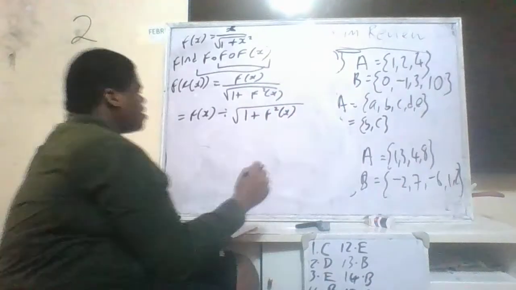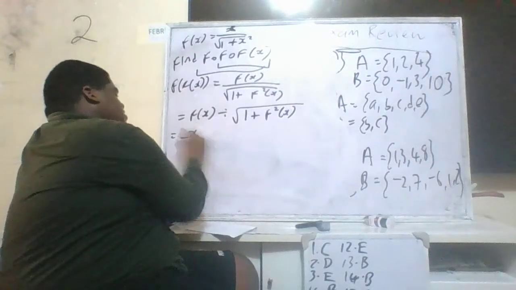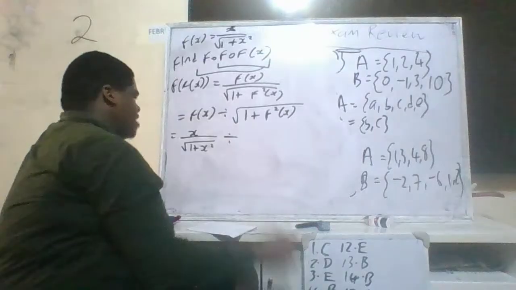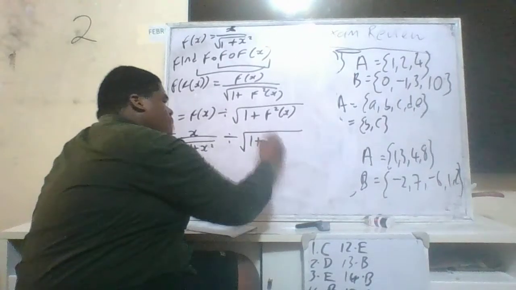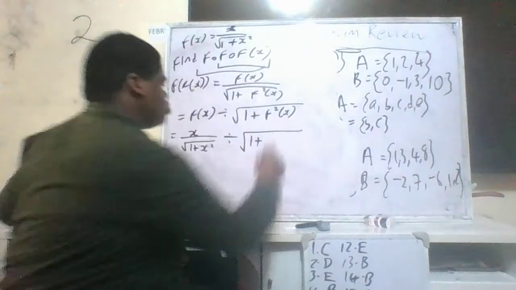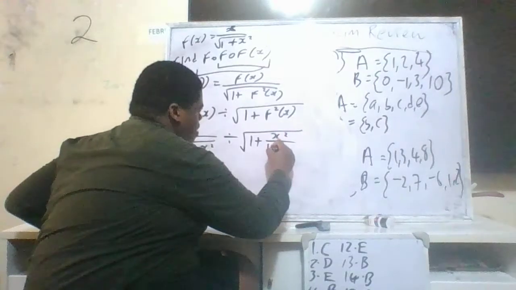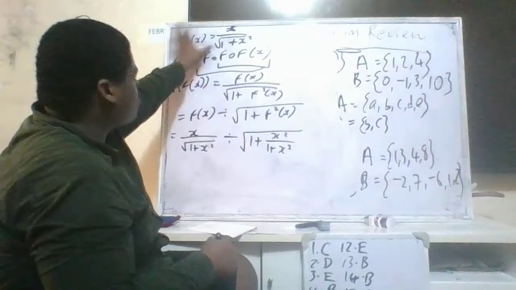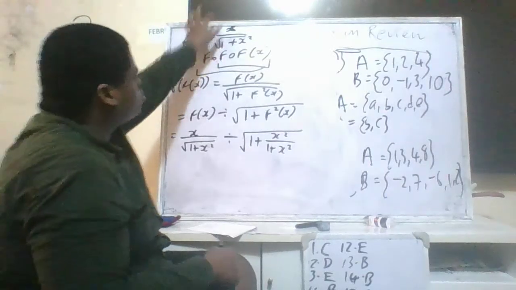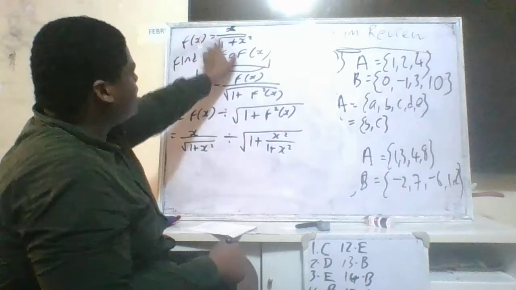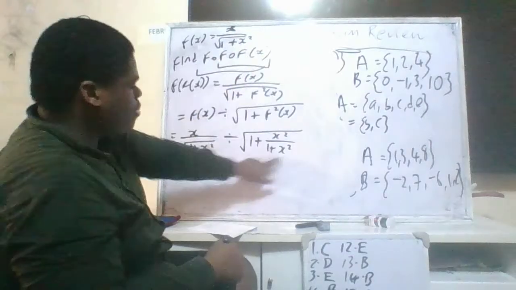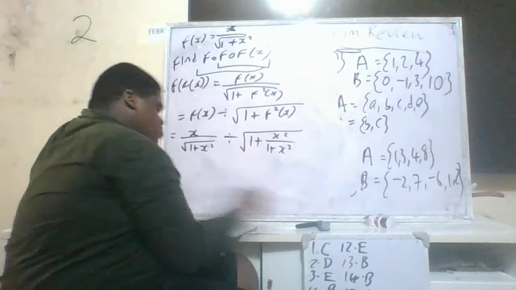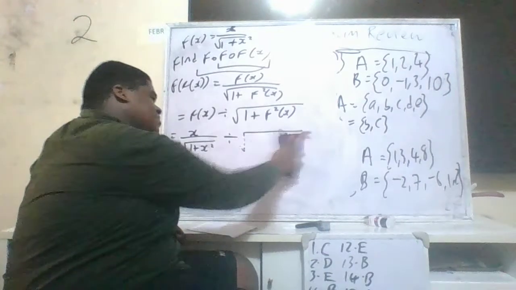So this is equal to x divided by the square root of 1 plus x squared, all divided by the square root of 1 plus f squared of x. f squared of x equals x squared divided by 1 plus x squared. How did I get this? Just square both sides. You have x squared divided by the square root of 1 plus x squared, all squared, which is 1 plus x squared. Good, so now simplify the denominator.